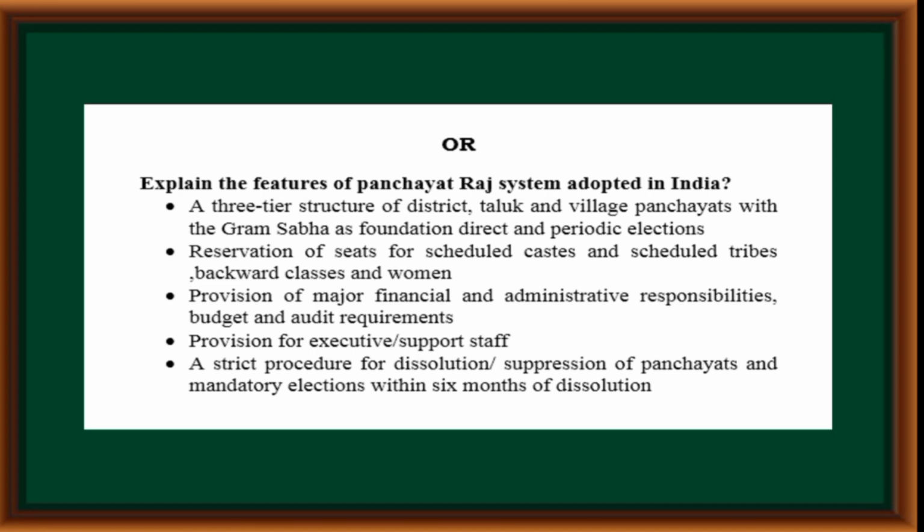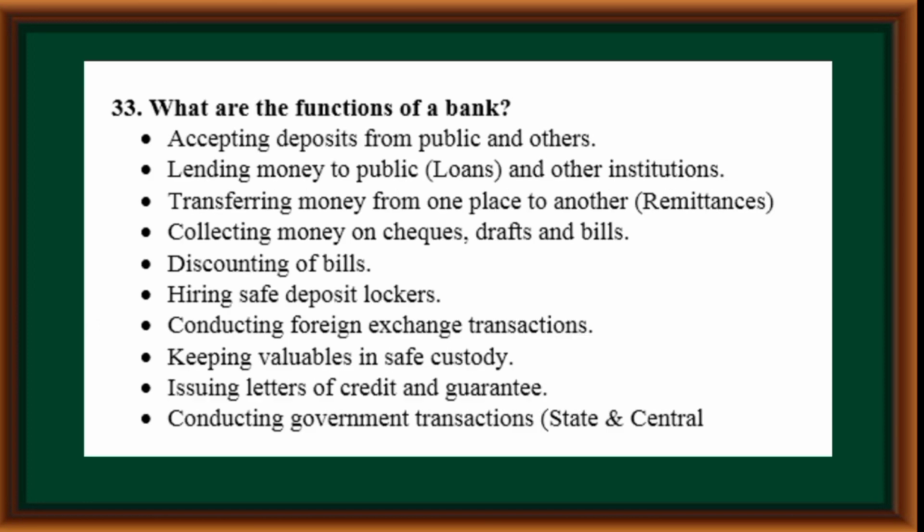Or explain the features of Panchayat Raj system adopted in India. A three-tier structure of district, taluk and village panchayat with Grama Sabha as foundation, direct and periodic elections, reservation of seats for SC/ST, other backward classes and women, provision of major financial and administrative responsibilities, budget and audit requirements, provision for executive support staff, a strict procedure for dissolution, suppression of panchayats and mandatory elections within 6 months of dissolution.